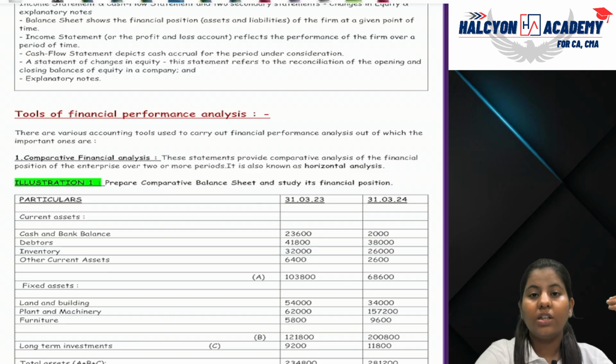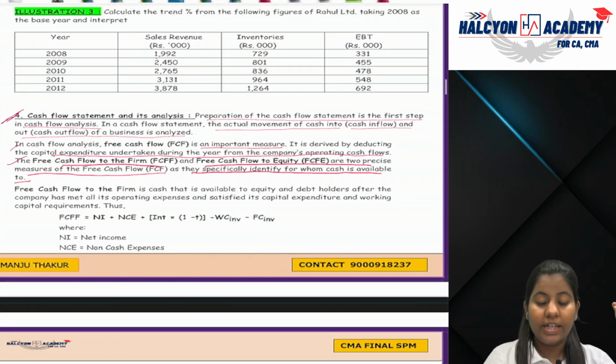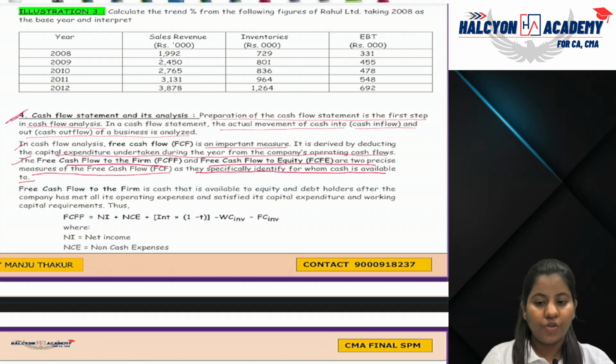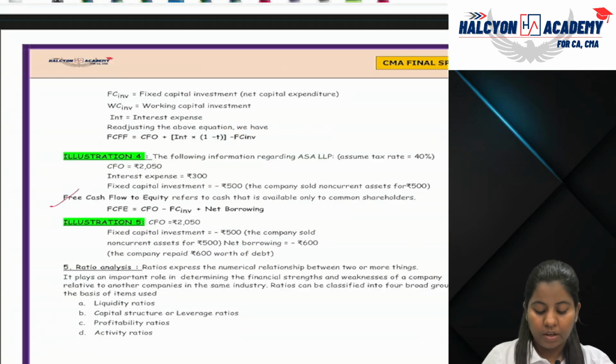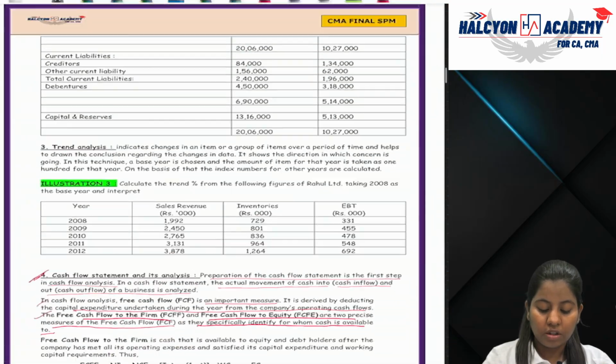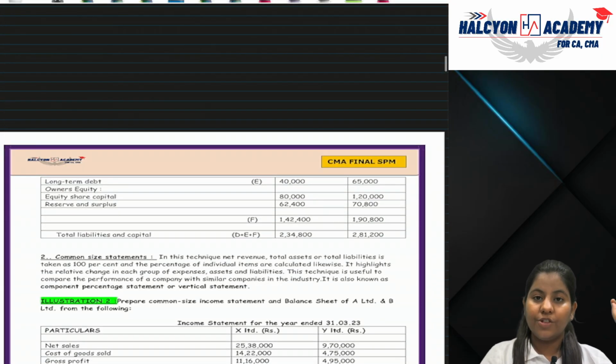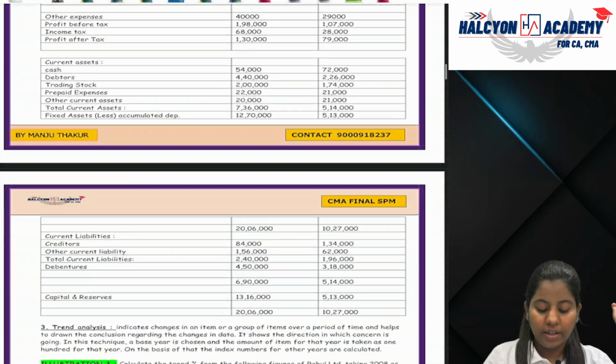The first one was comparative financial analysis. Then common size statements, right? The third one was trend analysis. Fourth is cash flow statement and analysis. And the last one is ratio analysis, right? So we have already completed the first 3: comparative statements, common size statements and trend analysis.